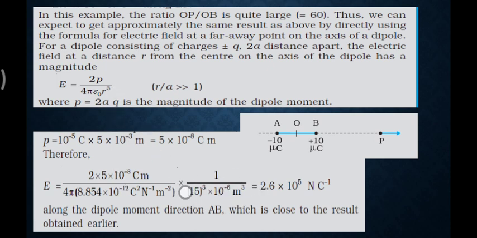This is your r cube. R is 15, so 15 into 10 to the power minus 3 in meters. Oh sorry, 15 into 10 to the power minus 2, and whole cube. So the cube of 10 to the power minus 2 is 10 to the power minus 6. This is very understandable. So this reduces your answer to 2.6 into 10 to the power 5.